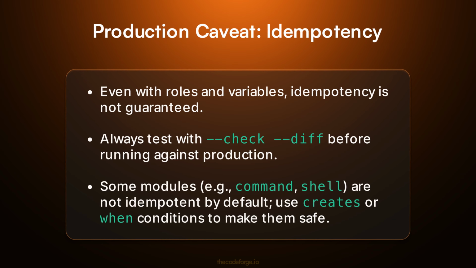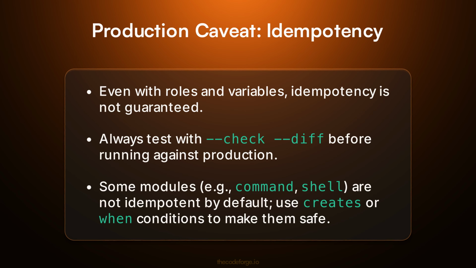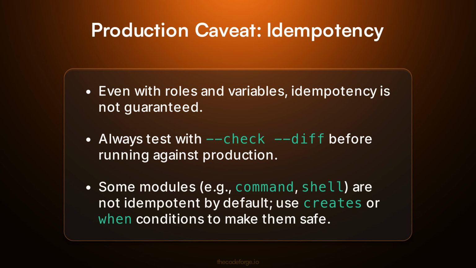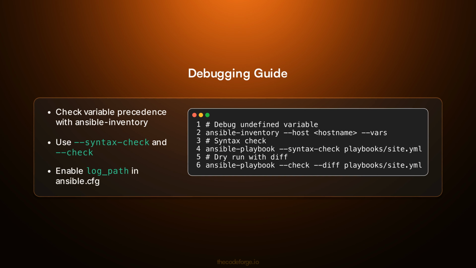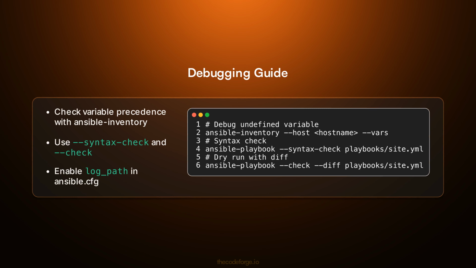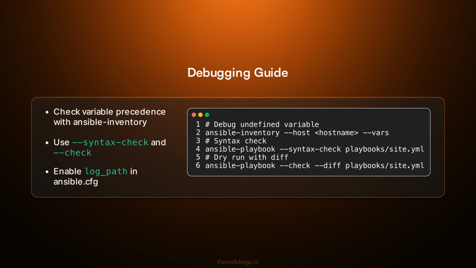Even with roles and variables, idempotency is not guaranteed. Always test with check and diff before running against production. Some modules, e.g., command, shell, are not idempotent by default. Use creates or when conditions to make them safe. To debug variable issues, use ansible-inventory to see what variables are defined for a host. Run syntax check and dry run to catch errors before deployment. Enable log_path to capture detailed logs.